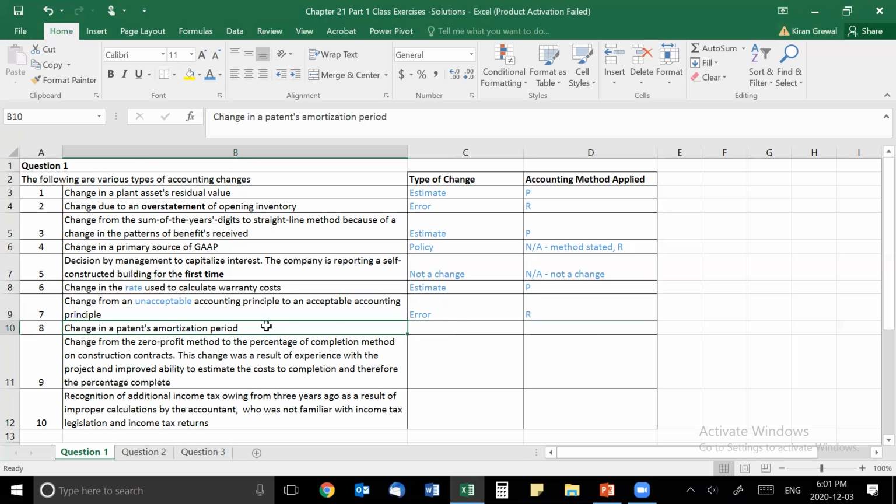Change in a patent's amortization period. Again, when there is amortization, it's usually an estimate change unless they did it because of an error. And prospective.